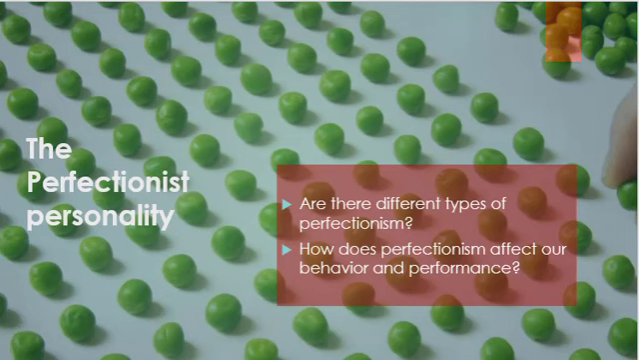Now that we can identify 3 different ways of studying and 3 different viewpoints of personality, the trait, situational, and interactional approaches, let's take a look at the perfectionist personality. Now, are there different types of perfectionism? Do all perfectionism lead to bad outcomes? Does perfectionism lead to good outcomes? And how does perfectionism affect our behavior and performance?